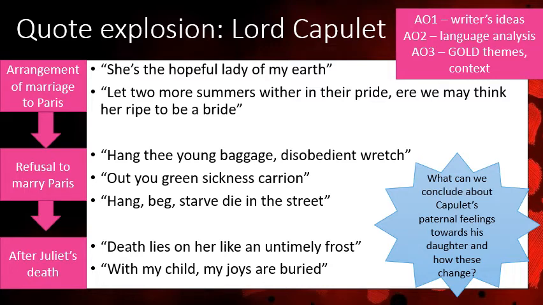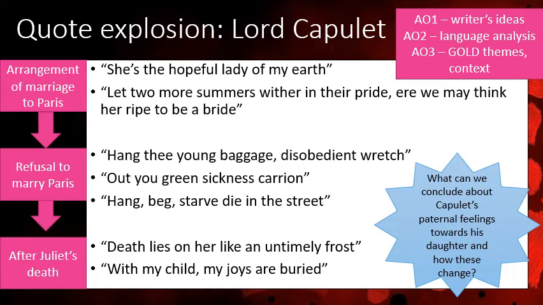And then finally, when she dies, that tune changes. Death lies on her like an untimely frost. The imagery of winter, the idea that her life has been ended too early. The words untimely frost remind us of her youth, as though the winter time has come too early. So that symbolism there about coldness and winter and that disconnection from his daughter.